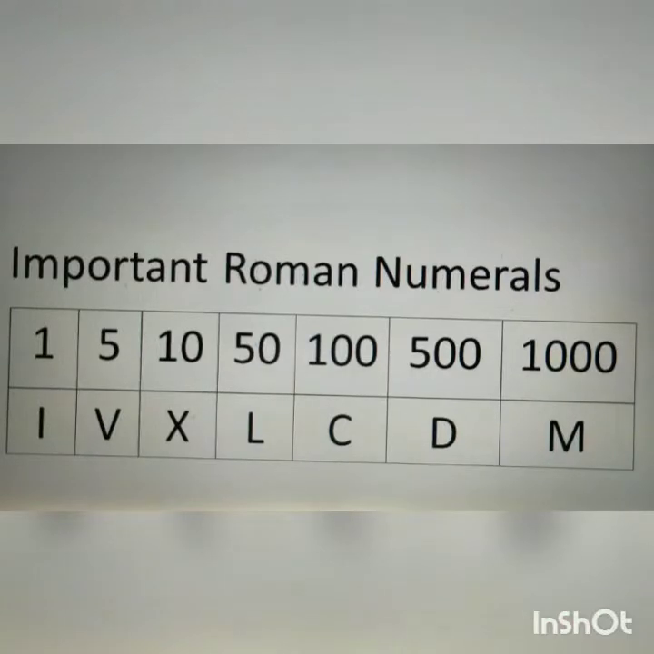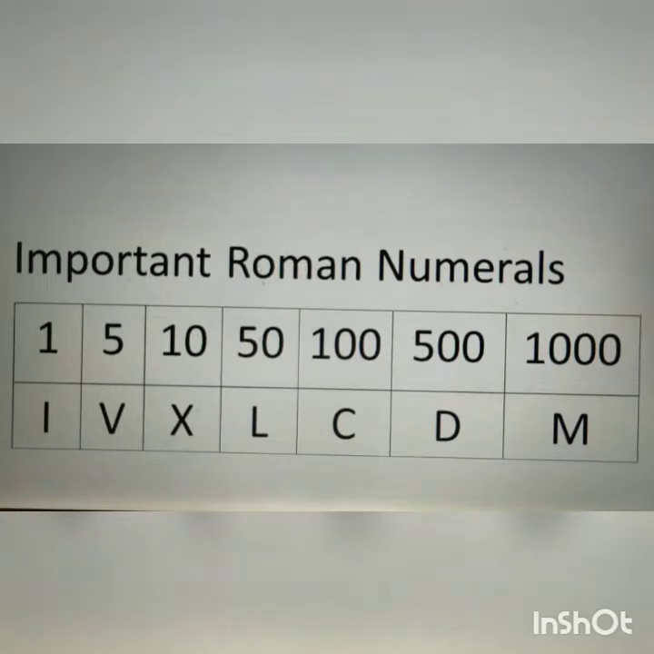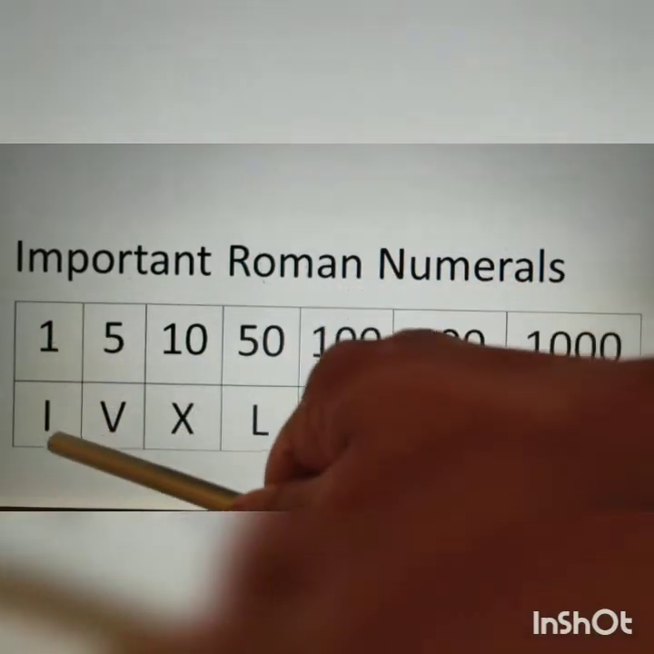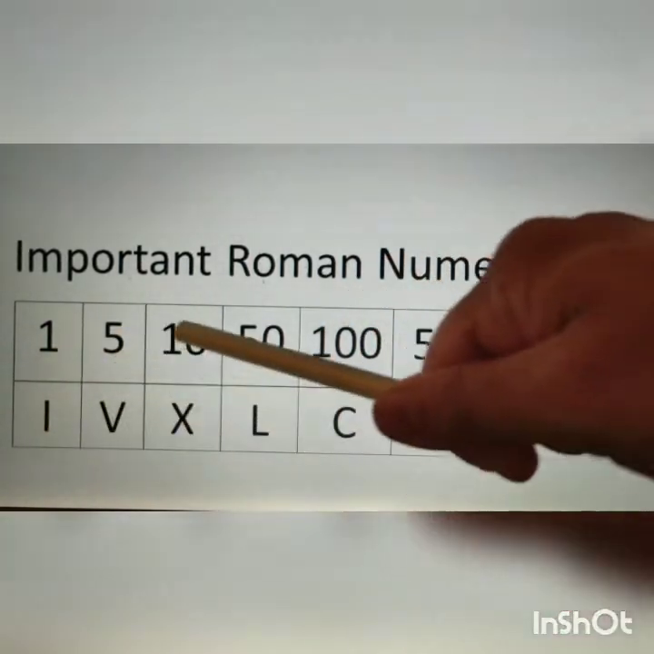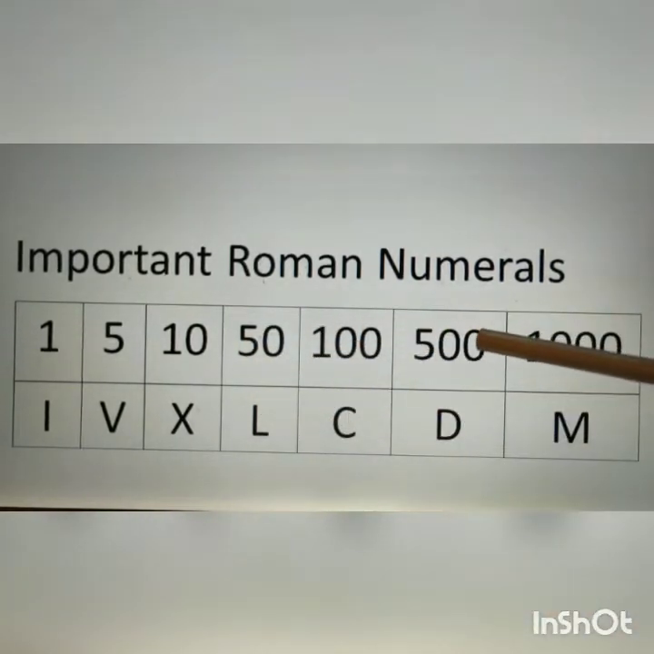There are certain rules by which we can write any number in the Roman numeral system. First, I will show the important Roman numerals. Then, I will explain the rules. Here are some of the important Roman numerals. Once you know these, you will be able to write other numerals using the rules. For representing 1, the English capital letter I; for 5, V; for 10, X; for 50, L; for 100, C; for 500, D; and for 1000, M.